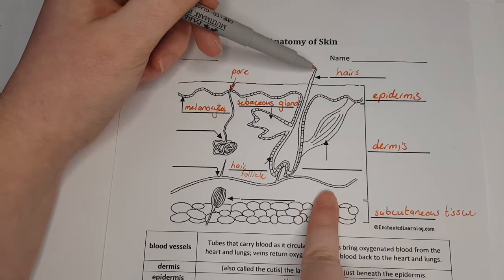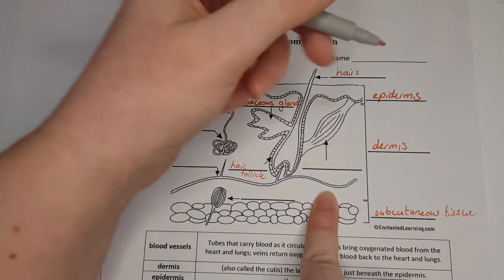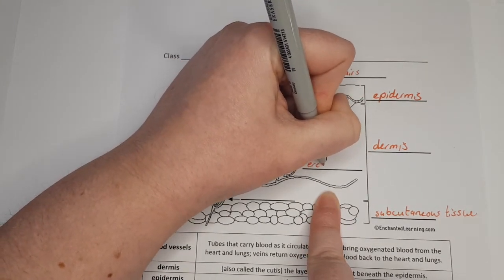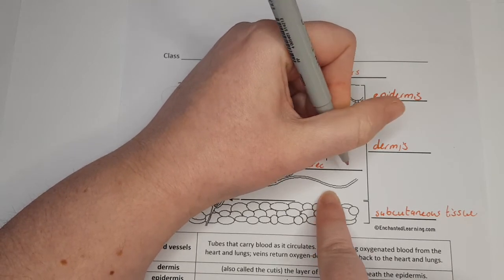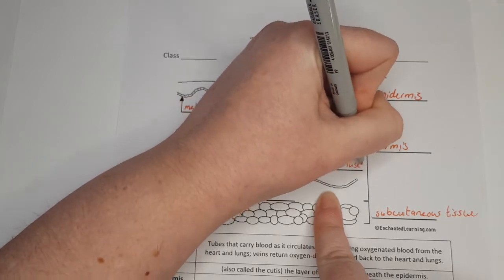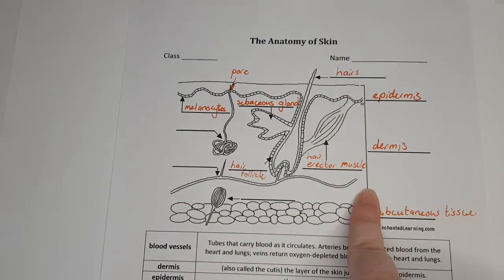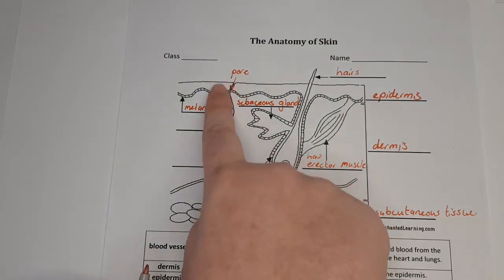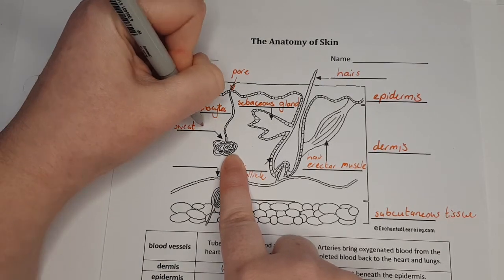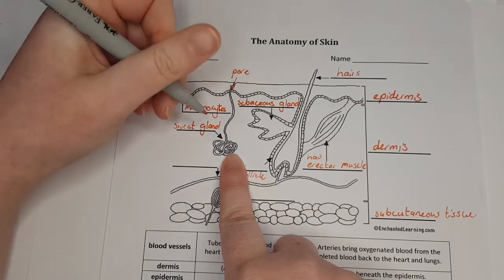And then holding that hair follicle with that hair, there is a little muscle, and we call that the hair erector muscle, because that allows your hairs to stand up or lie down, because that has an important impact on cooling or warming the skin. Okay, then we also have a sweat gland, which releases sweat through the pores.